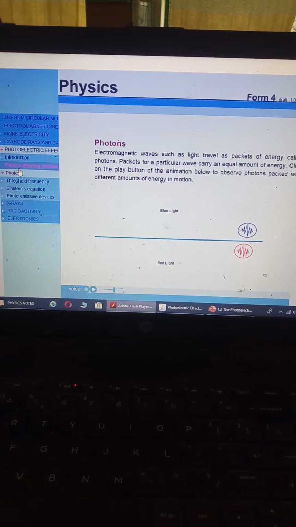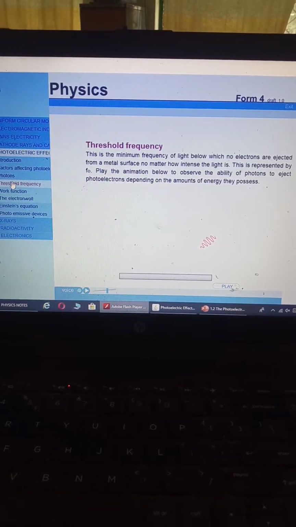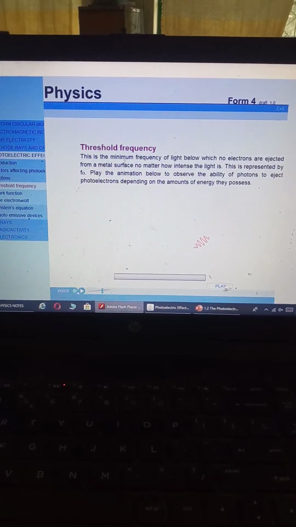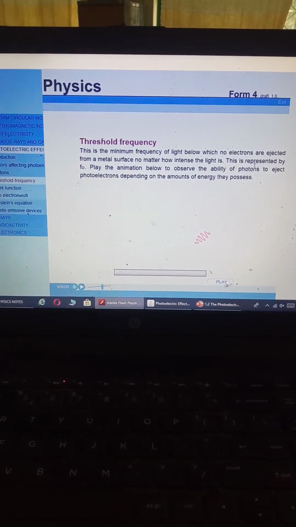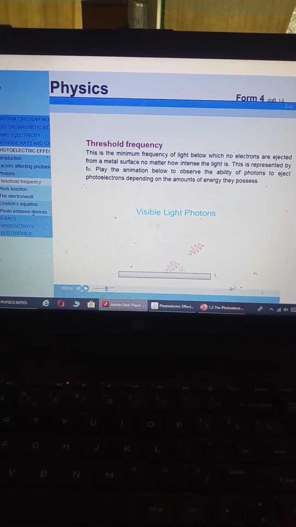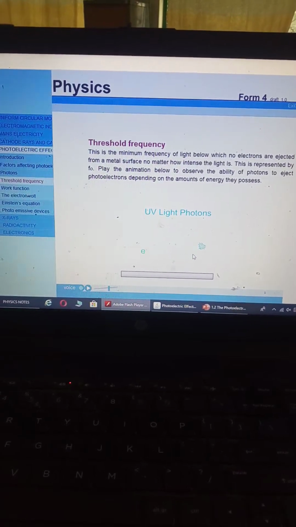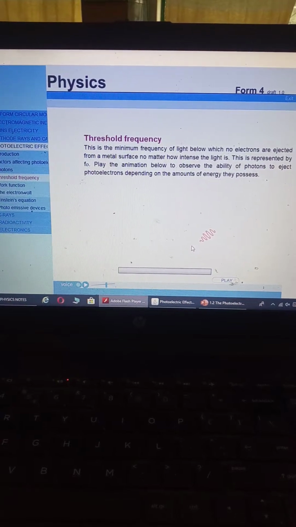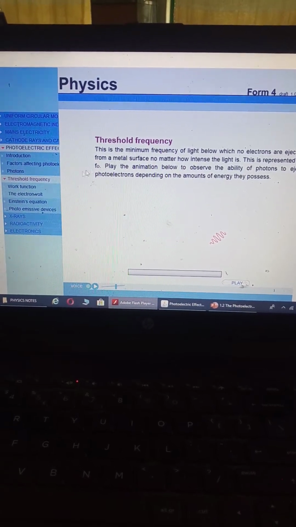We have seen that. Then we're talking about threshold frequency. This is the minimum frequency of light below which no electrons are ejected from a metal surface, no matter how intense the light is. This is represented by this. Let's see that, coming in to eject an electron. For the case of visible light and UV light, you see electrons are being ejected. That means the frequency with which the incident radiation comes in matters.